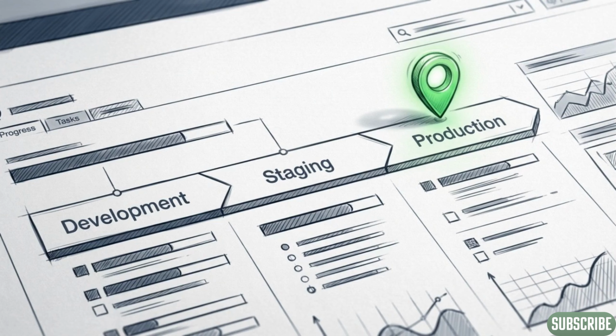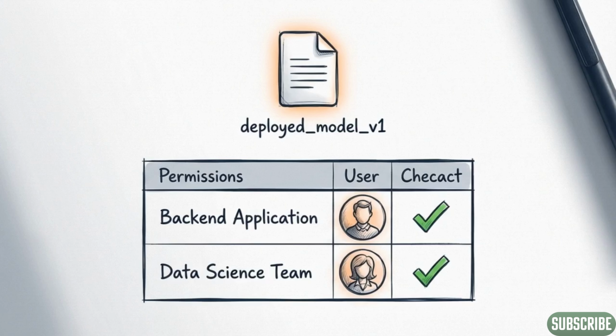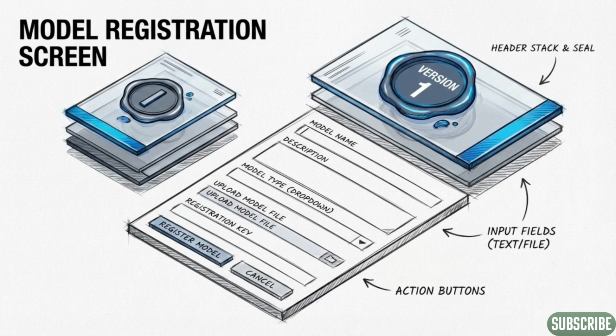Centralizing model governance gives you lifecycle visibility. It provides a single source of truth to track exactly which teams and applications have access to the deployed model artifact. We officially register the logged MLflow model within the catalog. This vital procedure permanently assigns it a specific official version number.